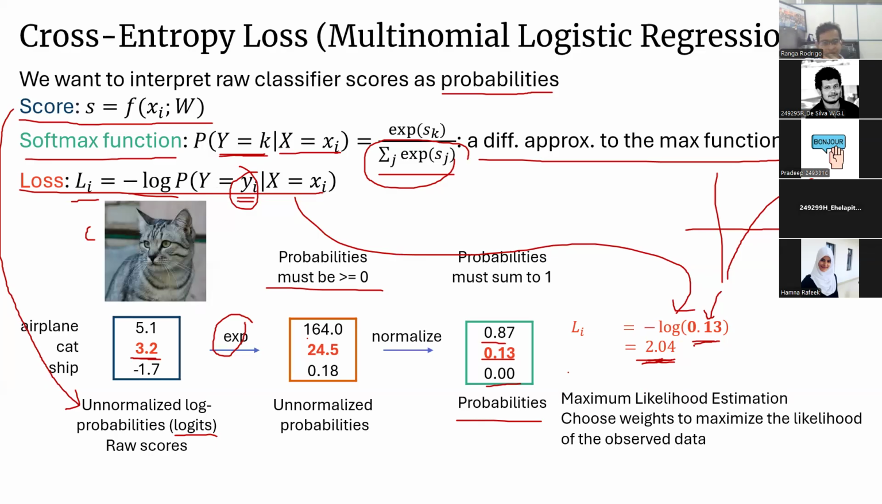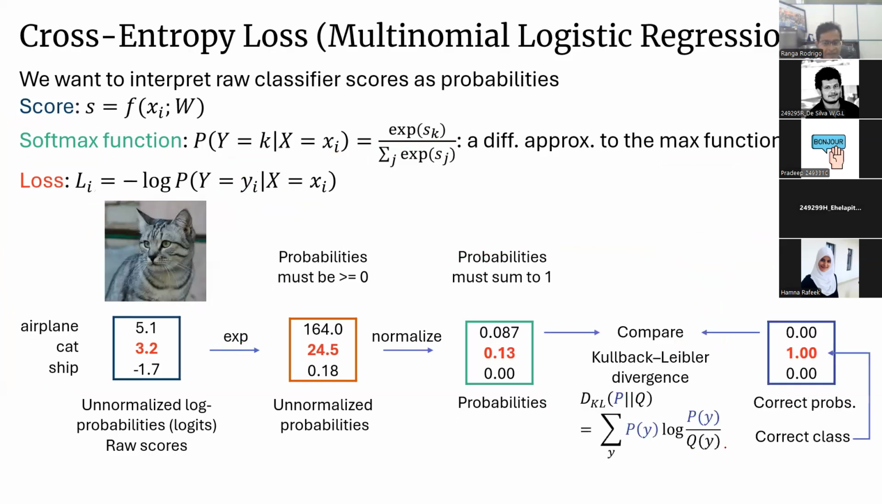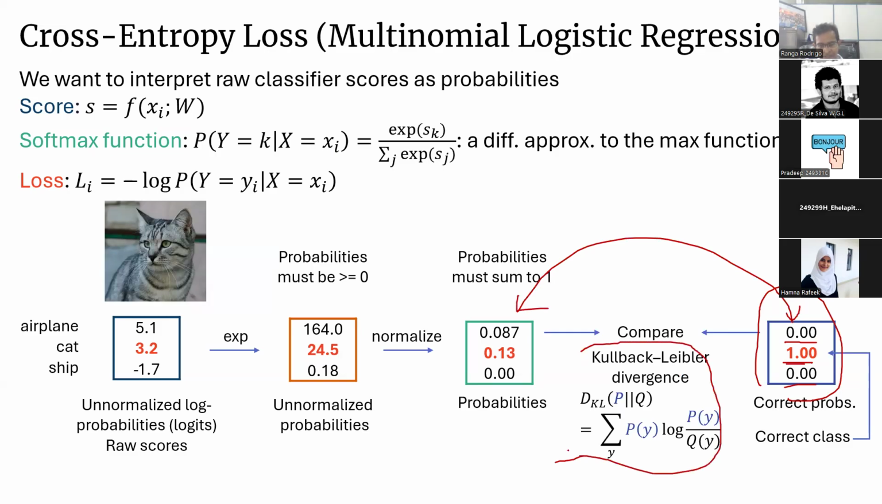Okay. So this is equivalent to maximum likelihood estimation: choose weights to maximize the likelihood of the observed data. I will not talk about it; we're not ready for that. Actually, you can see the logic behind this here too. Now, these are the correct probabilities. That means the cat class probability must be 1, and other probabilities must be 0, right? These are the correct ones. So you can compare these two probability mass functions using KL divergence and so on. So this is also fine.